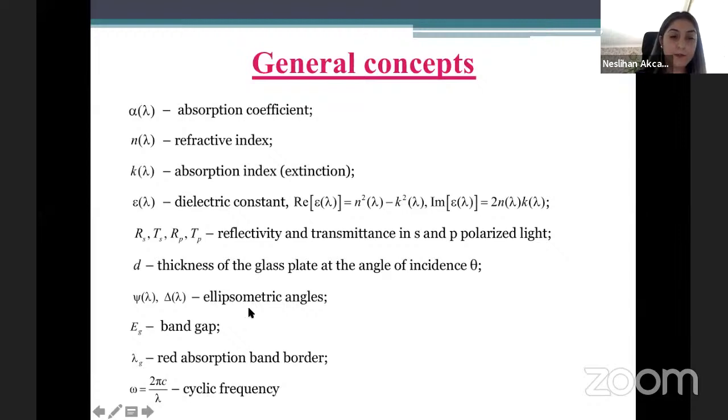Psi and delta are the ellipsometric angles measured by spectroscopic ellipsometry. According to these parameters, one can obtain the optical constants n and k, and also the dielectric constant. Both the real and imaginary parts of the dielectric constant can be calculated using the ellipsometric angles psi and delta, and also the thickness of the sample at the angle of incidence theta can be calculated, and the energy band gap Eg is also calculated by the spectroscopic ellipsometry method. And here the other parameters Rs, Ts, Rp, Tp are the reflectivity and transmittance for s and p polarized light, lambda g corresponds to the red absorption band edge, and omega is the cyclic frequency.